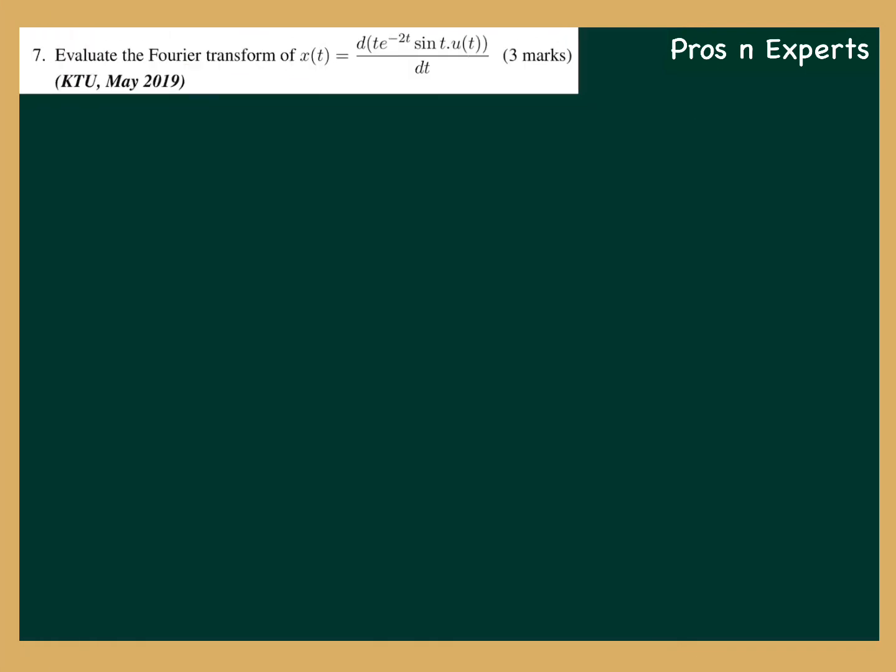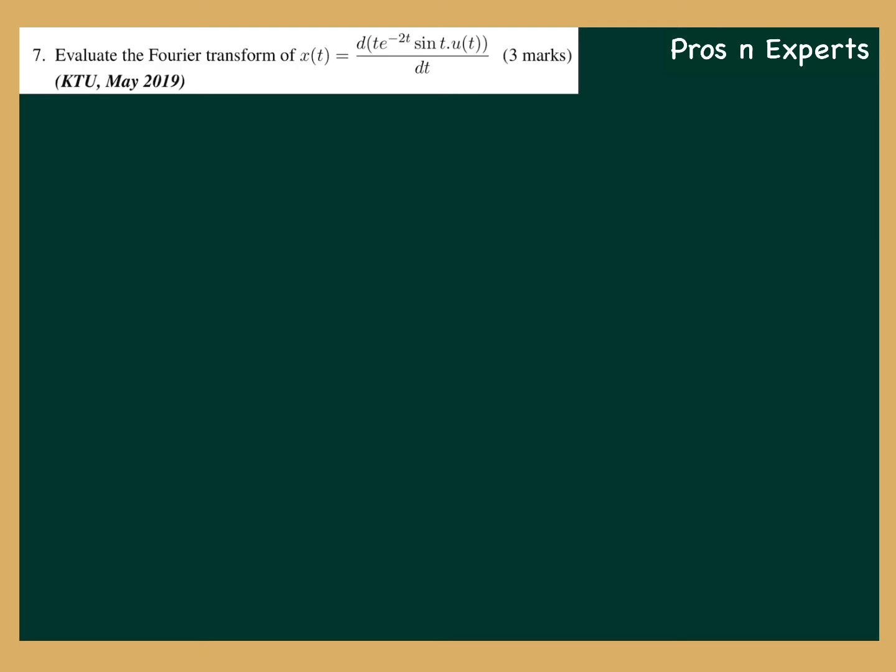Okay, the next question is, evaluate the Fourier transform of x of t equal to d by dt of t e raised to minus 2t sine t u of t. This is a bit confusing question, but the question is very simple. You have to apply most of the properties of Fourier transform, but you have to be very concentrated while doing this problem. There's a very good chance to make mistakes. All you need is to be thorough with the Fourier transform properties. Okay, let us start the solution.